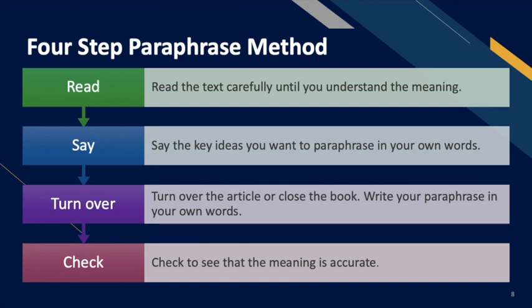So, how do you write a good paraphrase? One way of doing that is to follow the 4-step paraphrase method. So the first step, you're going to read the section of the text you want to paraphrase carefully until you're sure that you understand the meaning. If there's any words that you don't understand, now's a great time to look them up. When you're done reading the section, it might be a few sentences or a paragraph, you'll say the key ideas you want to paraphrase in your own words.